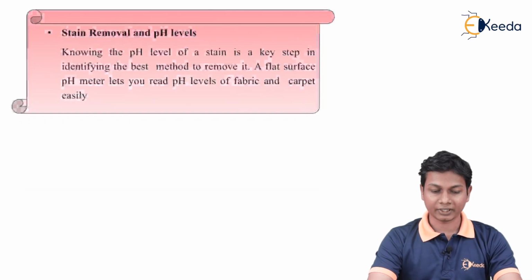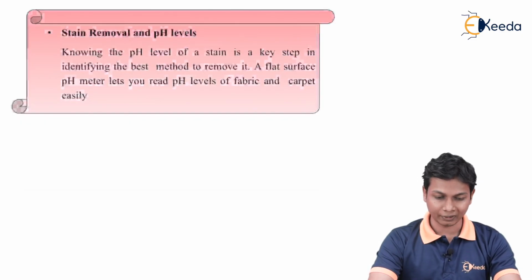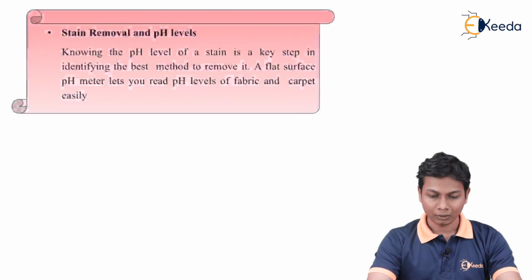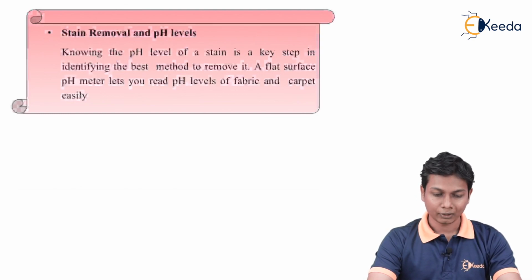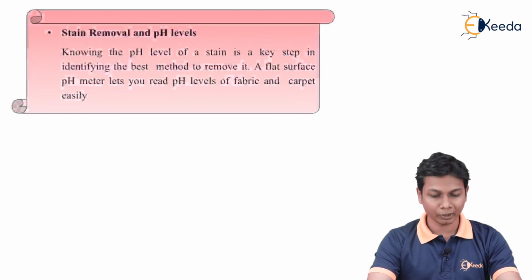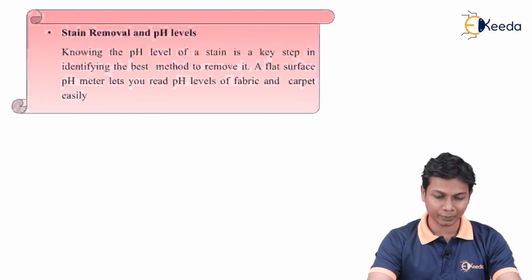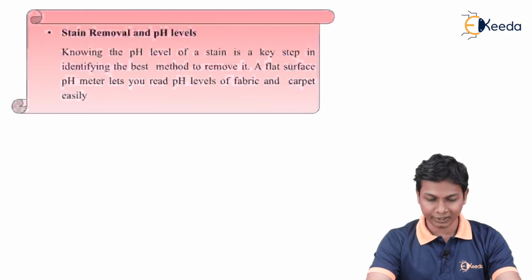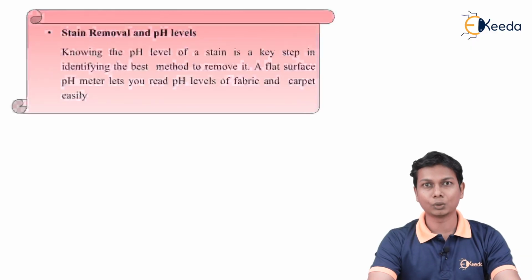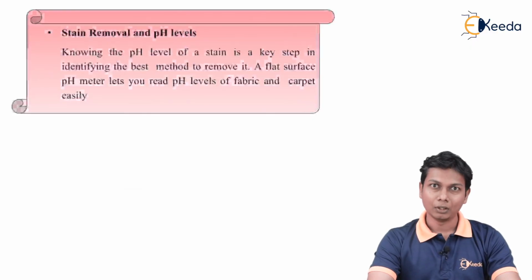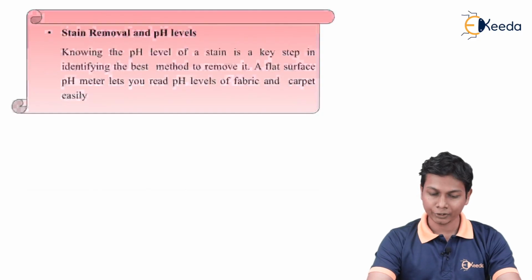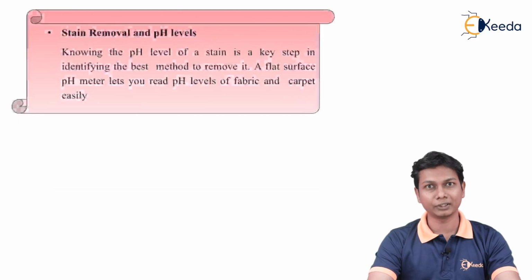Now, stain removal and pH level. Knowing the pH level of a stain is a key step in identifying the best method of removing it. A flat surface pH meter lets you read the pH level of a fabric and carpet easily. So the pH level of the chemicals which are used in the fabric industry is also used for stain removal.